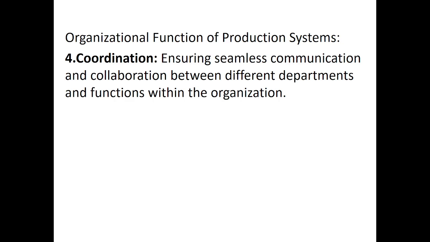अच्छा, the last one is coordination. मैंने पहले भी बताया था प्रोडक्शन सिस्टम जब पढ़ा रहा था, each and everything should be in proper coordination. यहां पर भी coordination is very important. It means ensuring seamless communication and collaboration between different departments and functions within organizations. Communication is one of the important parts. Internal interdisciplinary communication between the departments is another important part. Then only the organization will grow, then only the organization will flourish, then the organization will run. These are the important organizational functions of production systems.